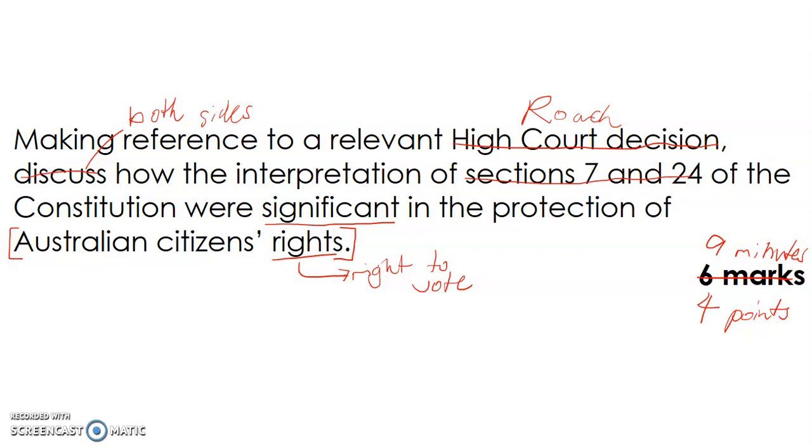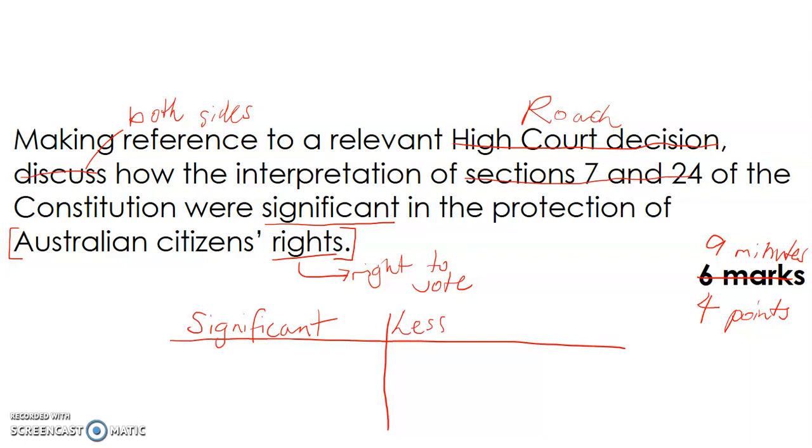The next thing I'm going to do is I'm going to draw up my T-chart. I'm not seeing heaps of people do this when they're prepping their answers. But it's really, really important, because what I am seeing is people getting bogged down in the facts a little bit too much. So you can tell me all about Roach and what happened and she was a prisoner, etc. But all I want to know in this question is, how significant was it in the protection of the right to vote in Australia? Since it's 6 marks, 4 points, so might have a couple or 3 on this side and 1 on the other side potentially. So we'll just flick to the next slide.